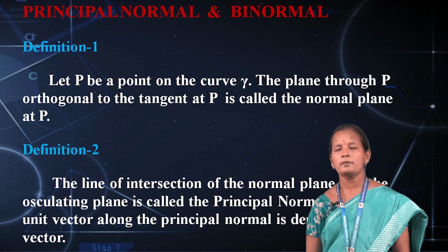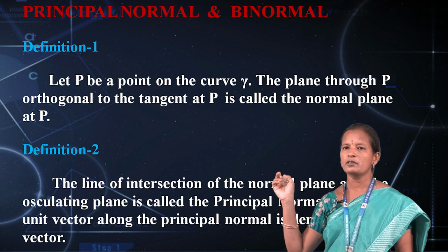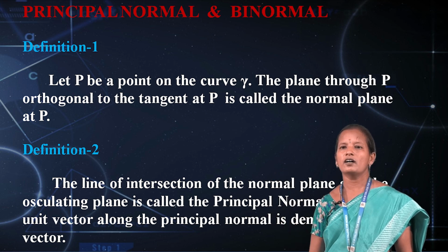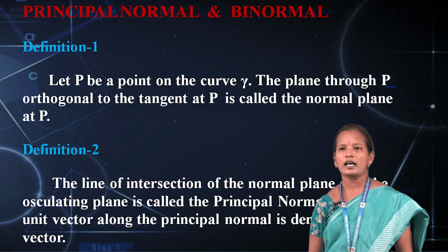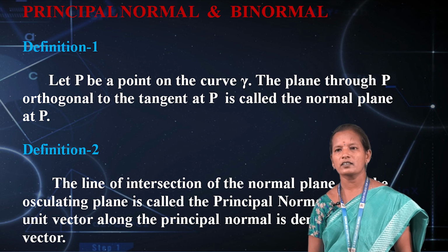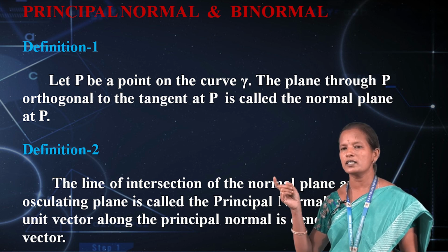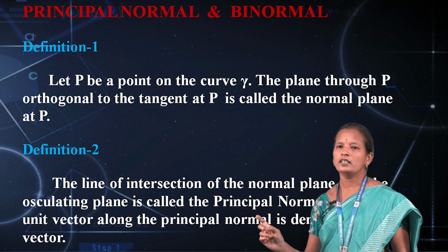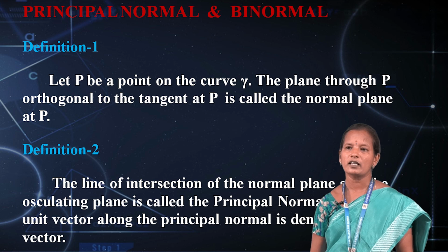Again, let P be a point on the curve gamma. The plane through P orthogonal to the tangent at P is called the normal plane at P. Next one is the principal normal. The line of intersection of the normal plane and the osculating plane is called the principal normal at P. The unit vector along the principal normal is denoted by the letter n vector, small n vector.